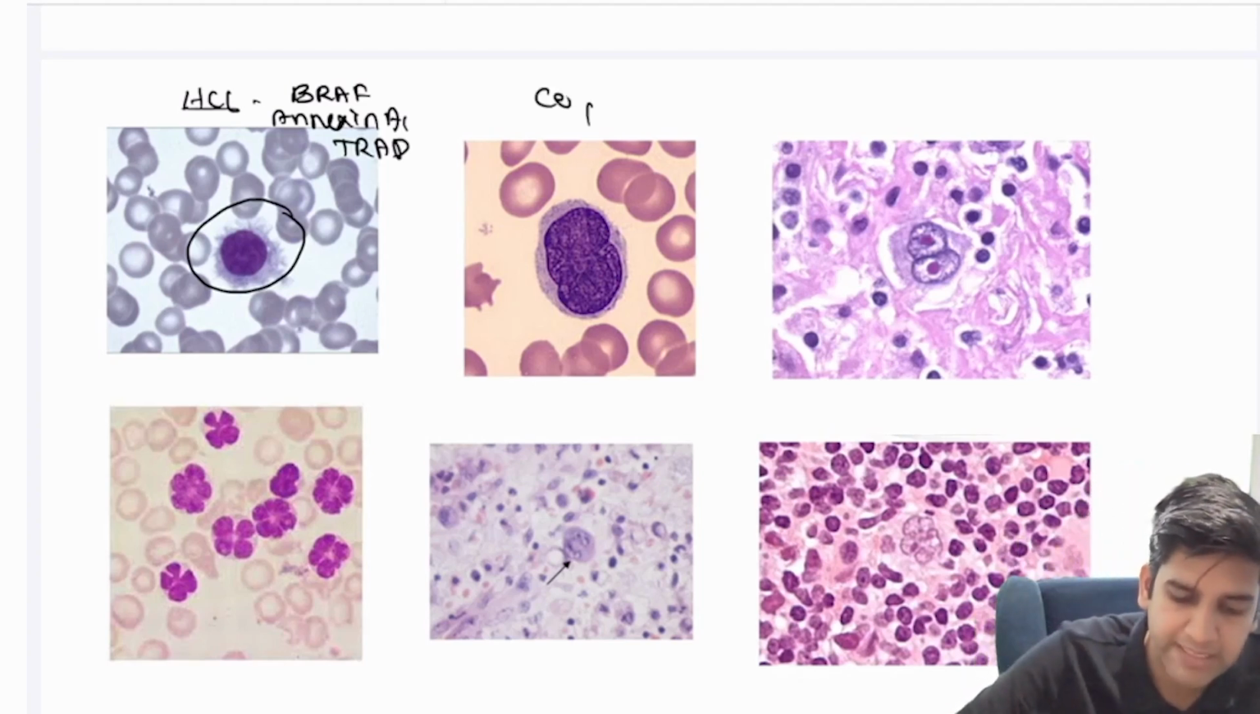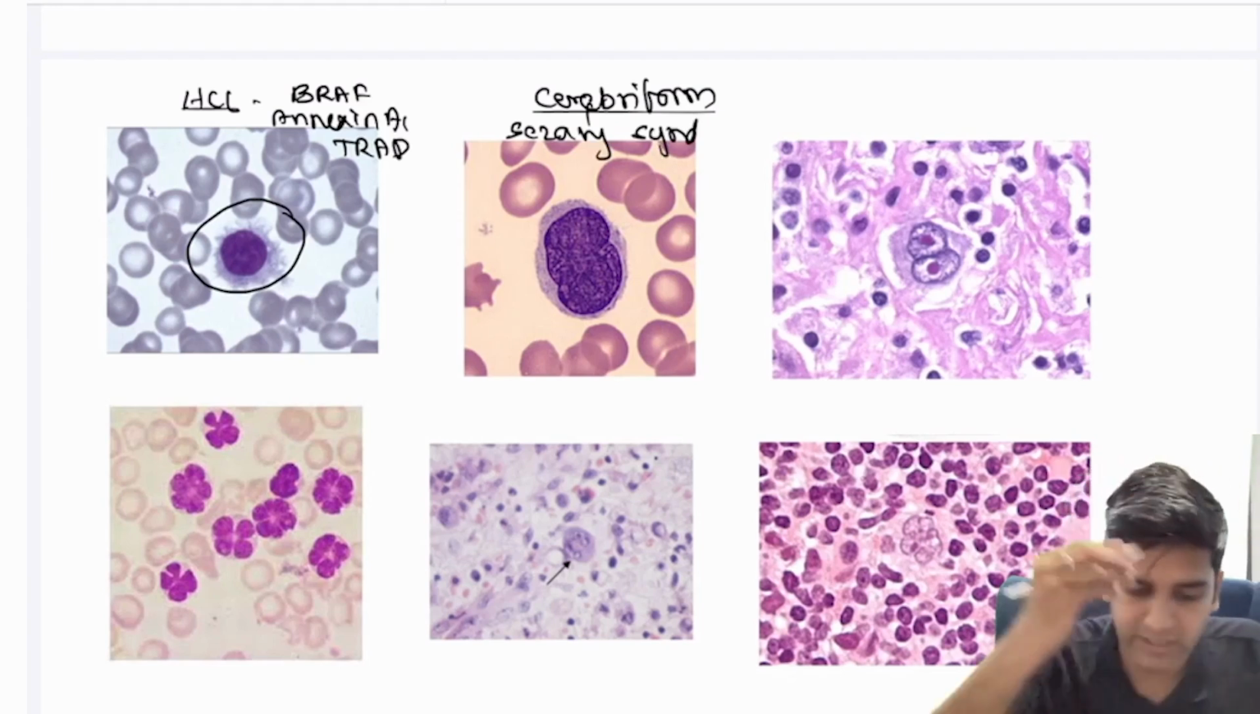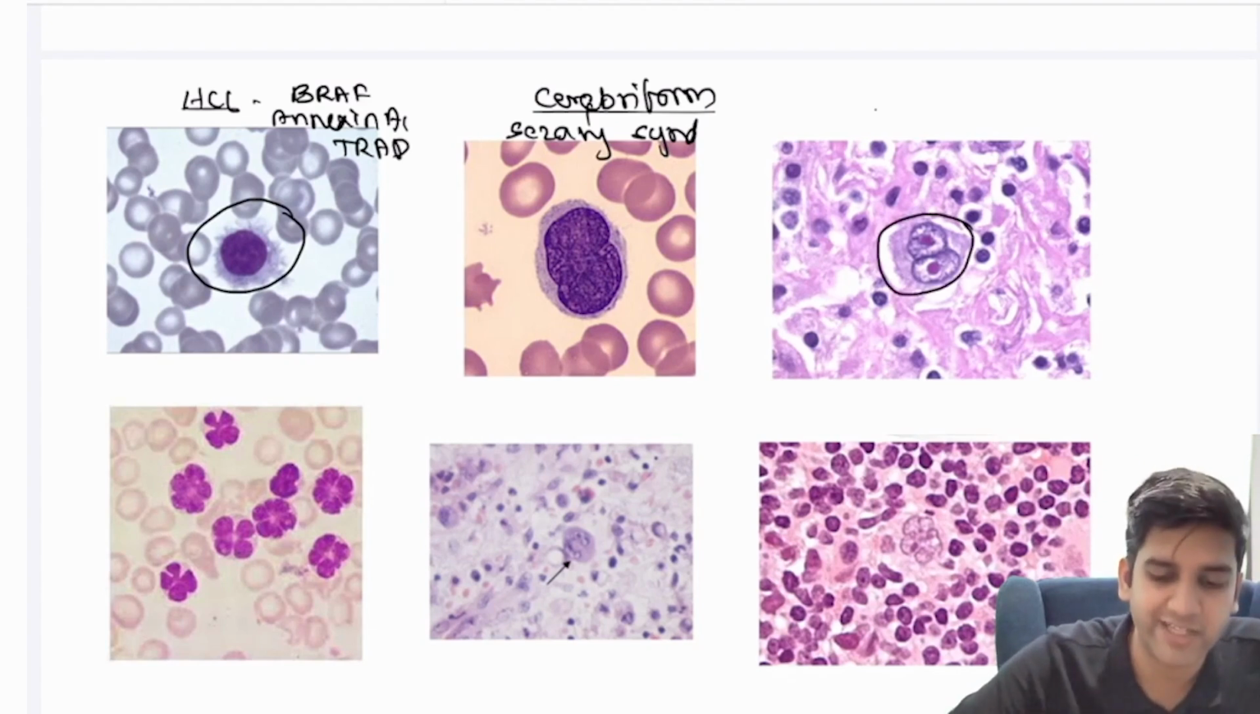This is a cerebriform nucleus. This kind of might have been covered in dermatology also, which is seen in Sézary syndrome and erythrodermic stage of mycosis fungoides, where you have the cerebriform appearance. You can't forget this, right? It's a classical RS cell.